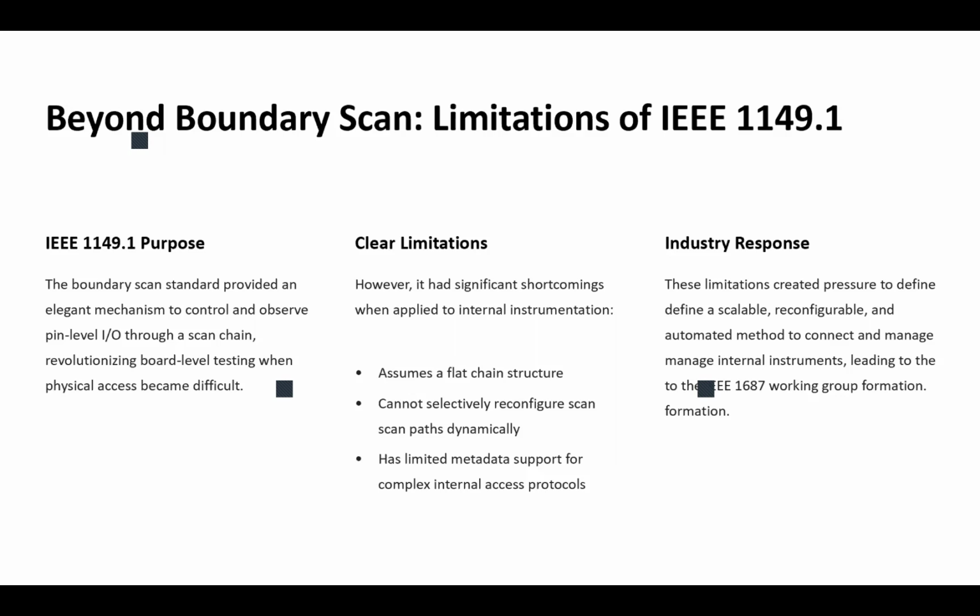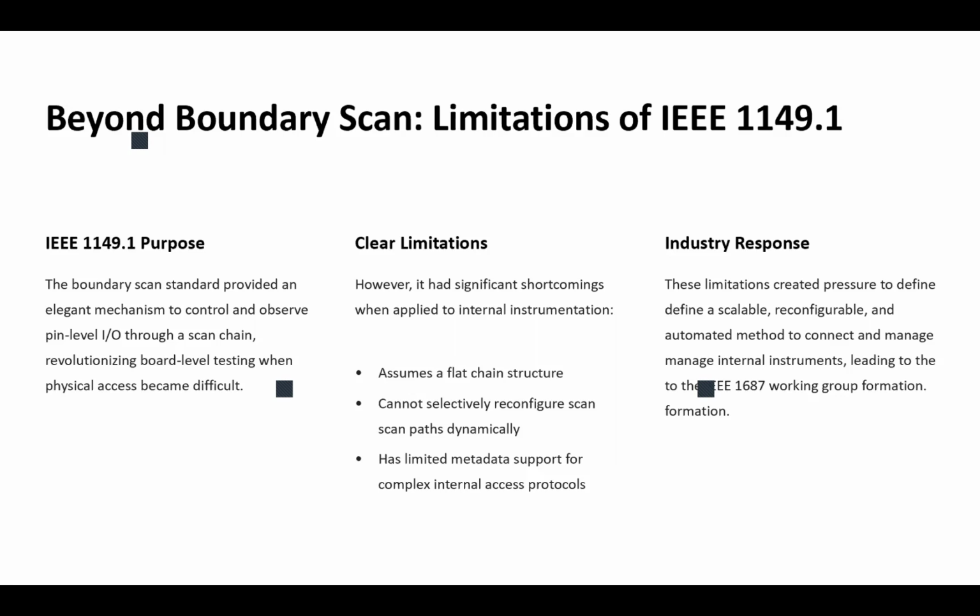Another one is that we can't select the scan path dynamically. Once the scan path is set, you can't change it. Everything must go through a fixed path. So if you only need to test one part of the chip, for example, you still have to shift the data through all the other parts, which basically wastes time and energy. So that is the legacy method brought by IEEE 1149 Part 1, which lacks on-the-fly reconfigurability.